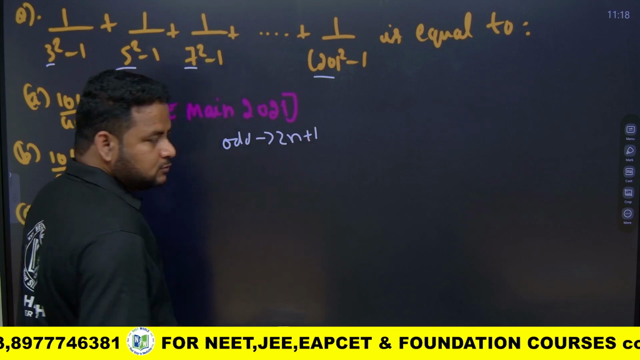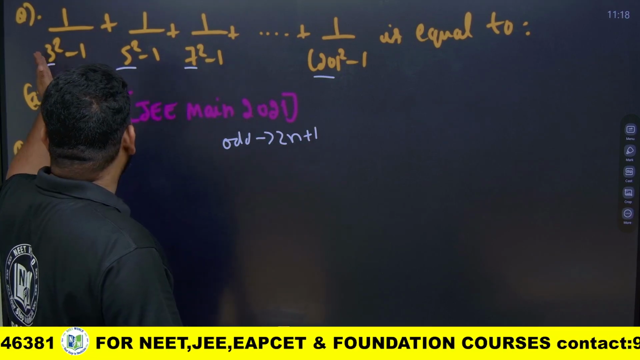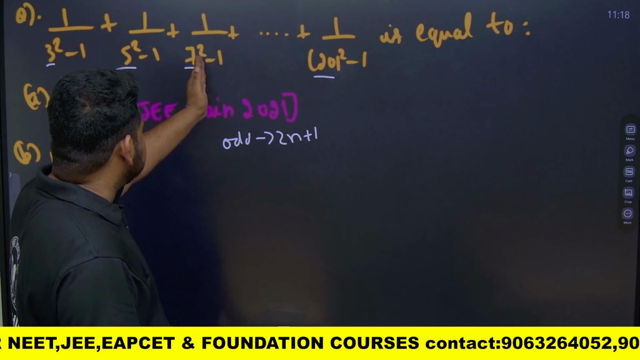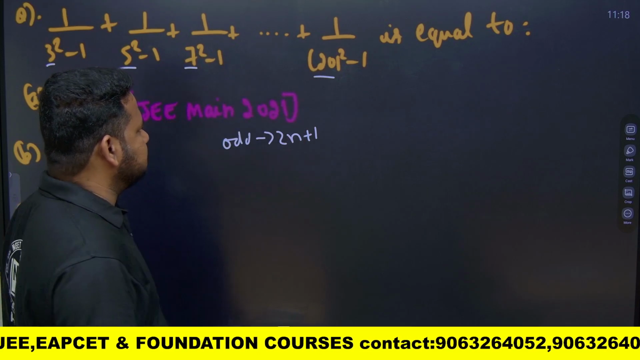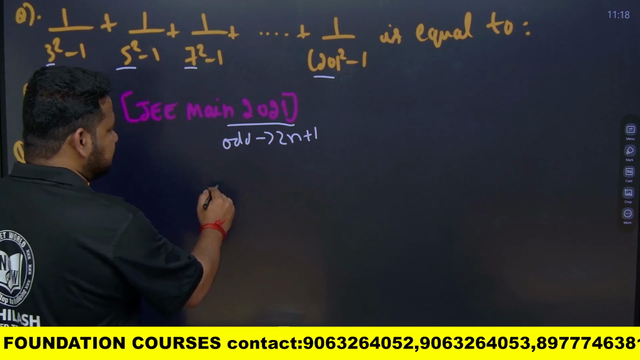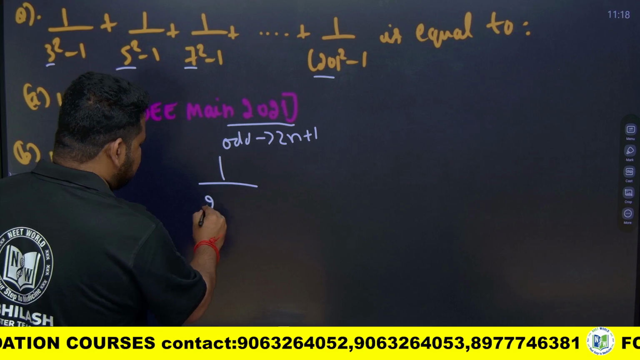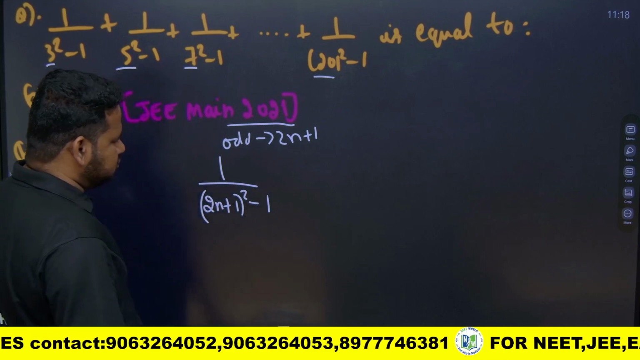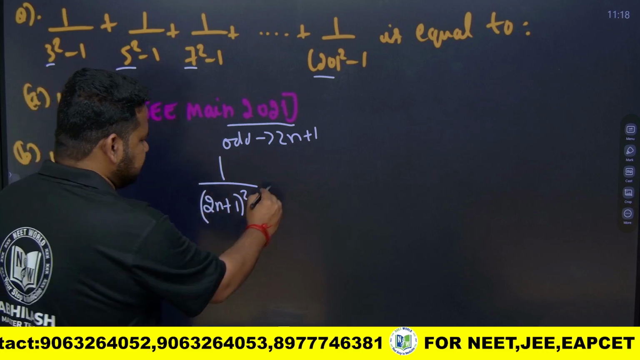2n plus 1. So what should I write here? This will be 3 square minus 1, 5 square minus 1, 7 square minus 1, 201 square minus 1. This is a JEE Main 2021 question. So the general term that I will get will be 2n plus 1 whole square minus 1.